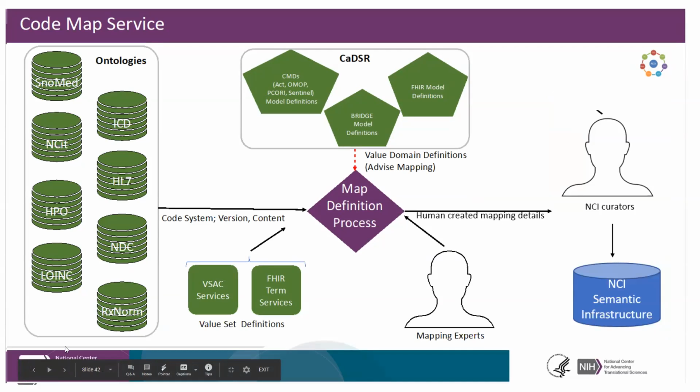Another way to provide these code maps: on the left side, they are exactly the same as the previous slide, but on the right side, the maps can also be loaded into the NCI semantic infrastructure and curated by the NCI curators. So this shows another way of persisting these mapping data: going through the NCI and saving into the NCI semantic infrastructure, such as caDSR, the NCI Thesaurus, or the NCI Metathesaurus. Next slide, please.